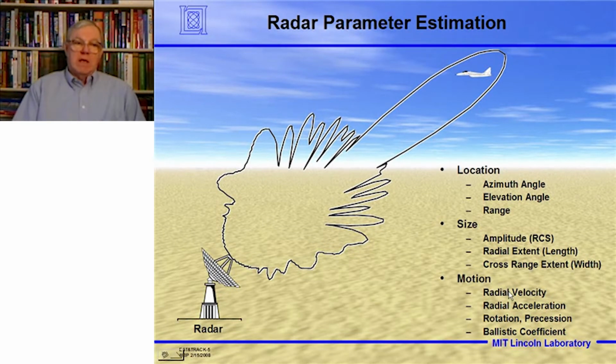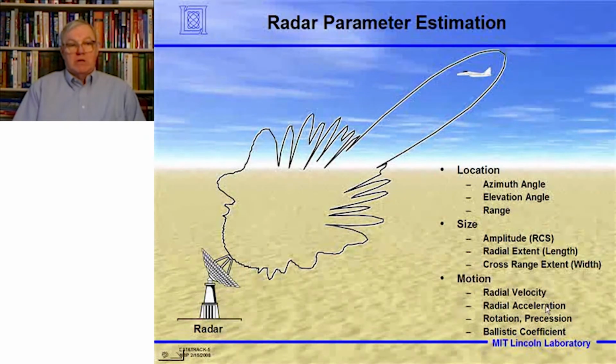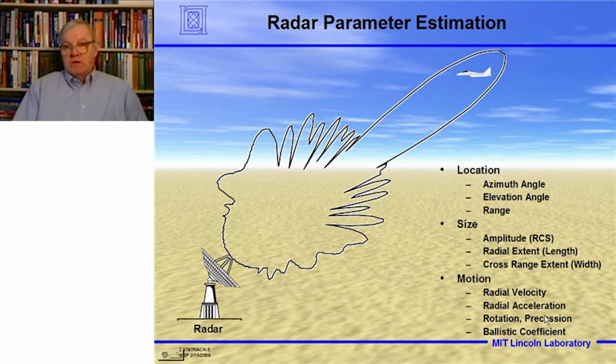And from looking at our measurements and how the radial velocity changes over time, we can measure the radial acceleration, and then implicitly through calculations, and from these other data, we can calculate the rotation and precession of the object if it's a rigid body, and measure, if it's in the atmosphere, its ballistic coefficient. That's a measure of the drag that it has. It's a measure of the cross-sectional area of the target and its mass and other attributes.